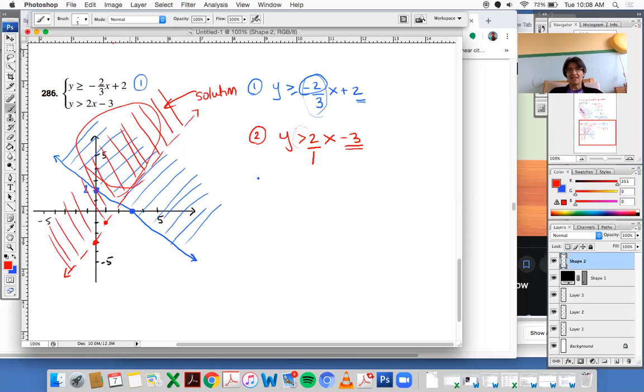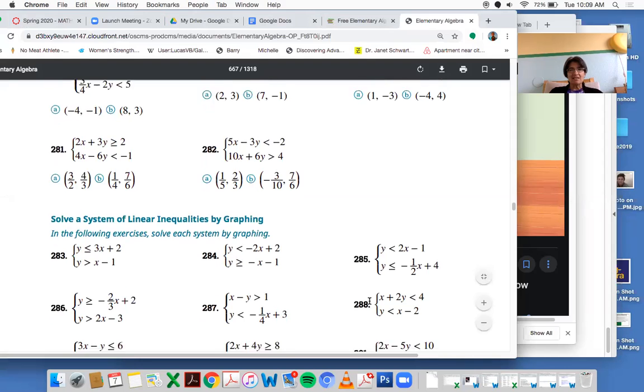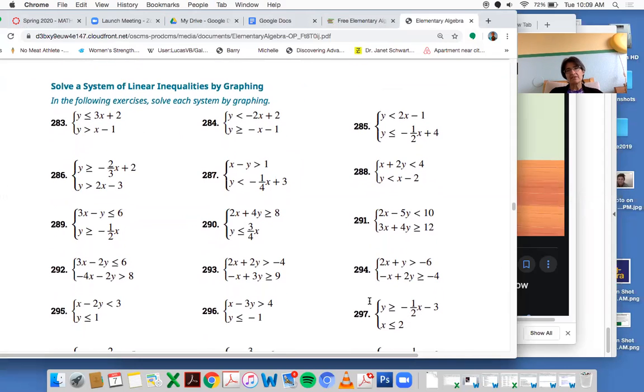All right. Let's look at a problem where these were nicely set up because the equations were already in y-intercept form, solved for y. So let's look at a couple where you have to rearrange them at the beginning in order to graph them. Let me grab 292.